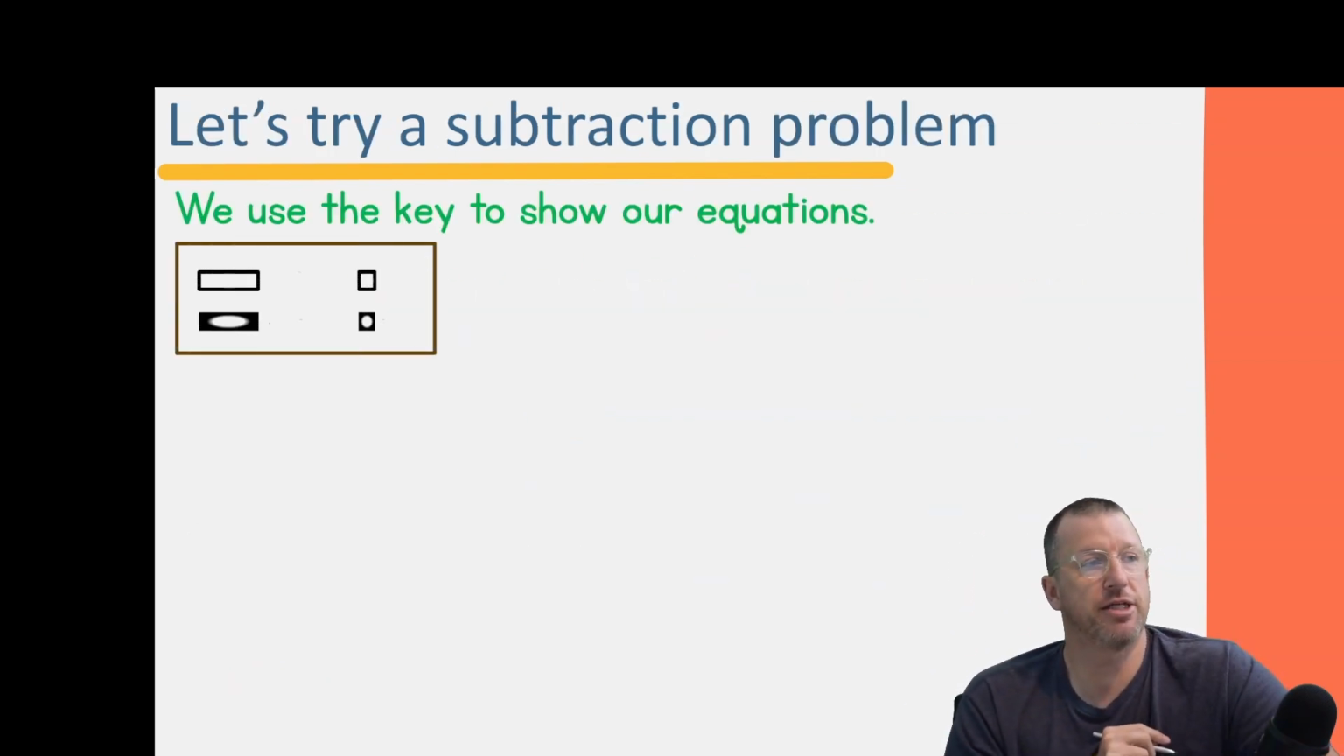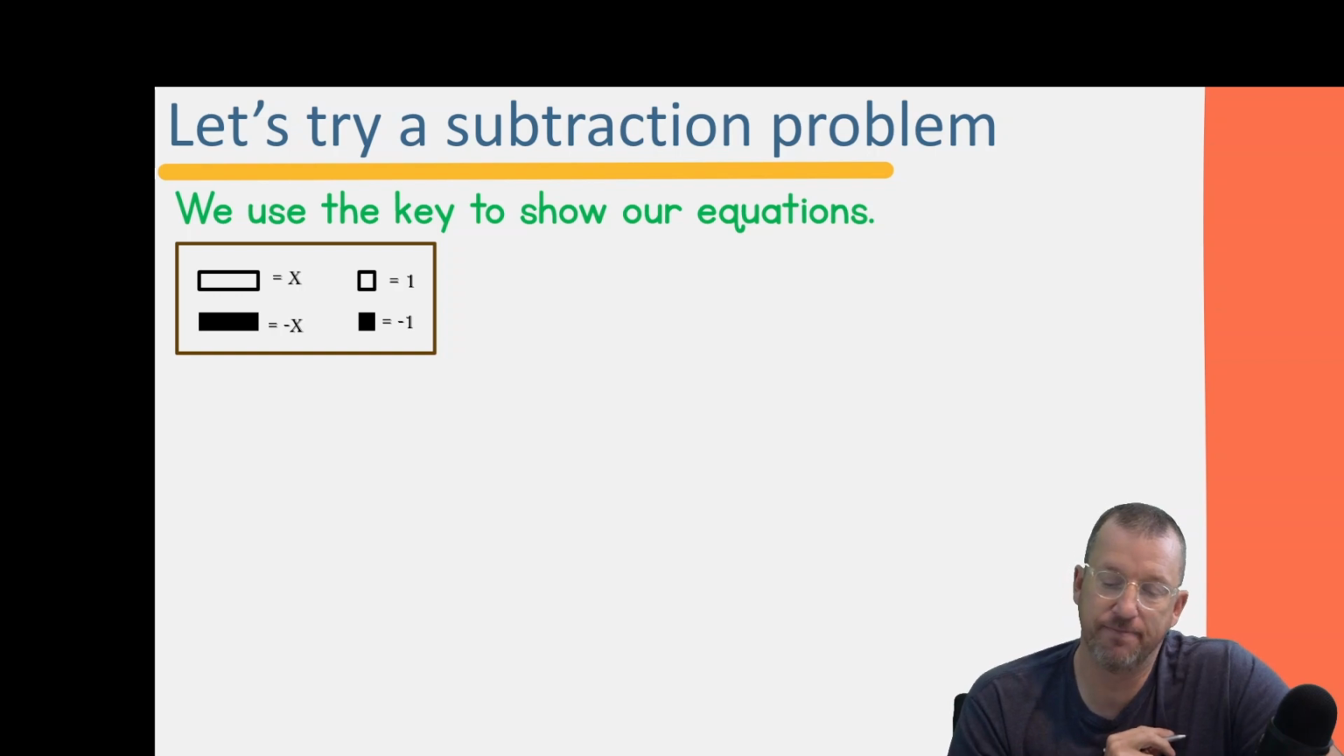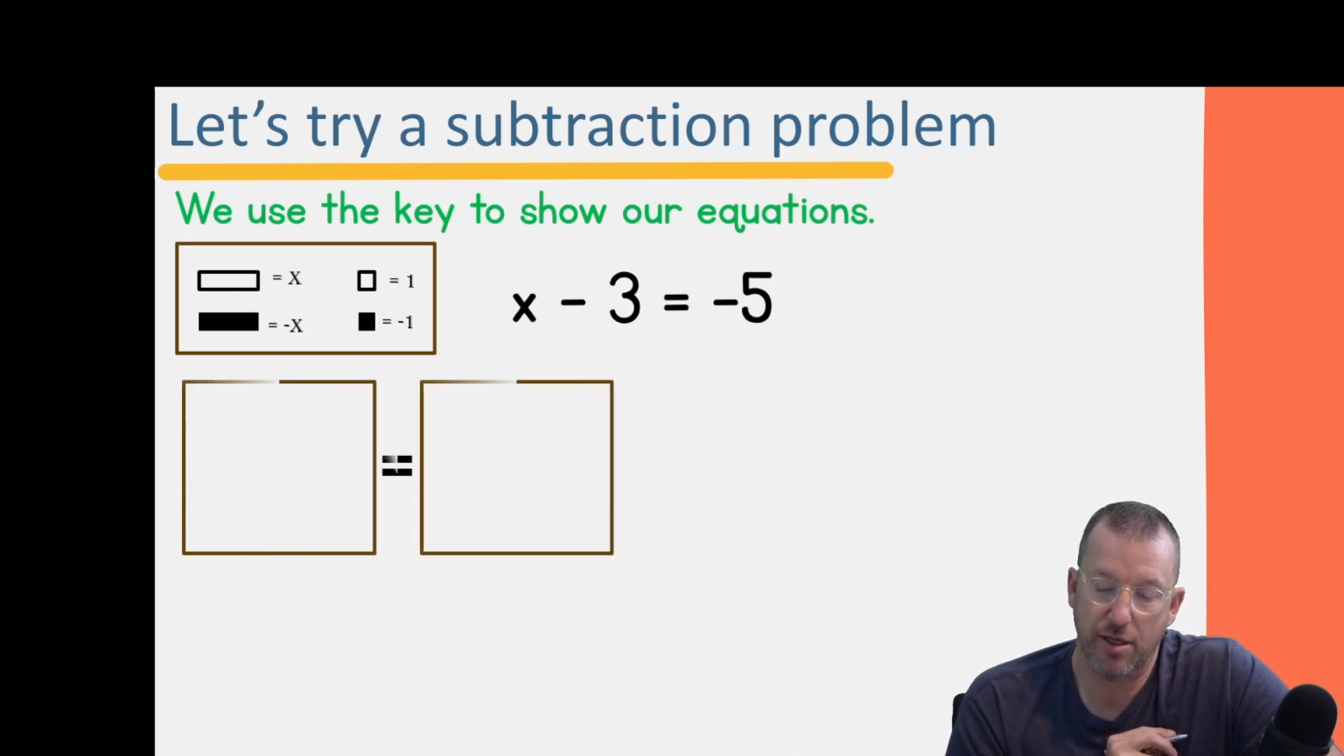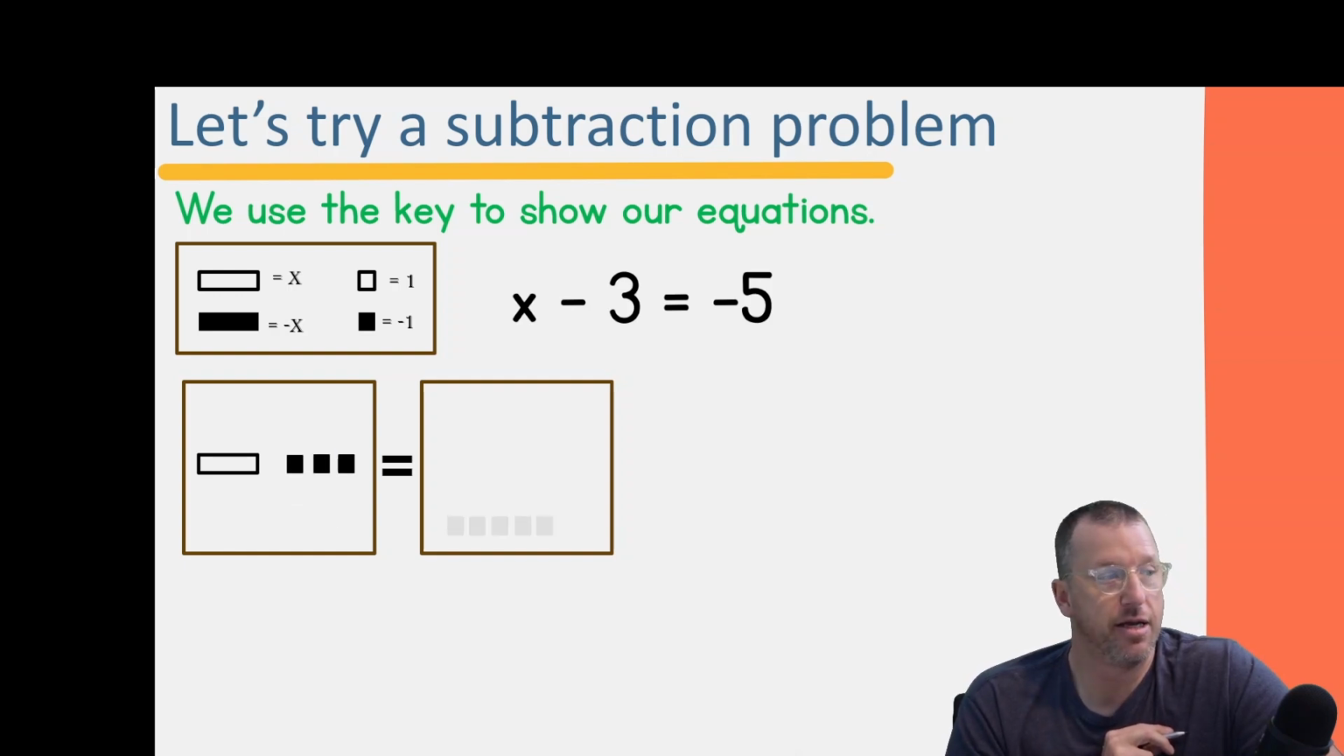Now let's look at a subtraction problem. We do the same thing. We look at the key to show our equations. We have x minus 3 equals -5. All right, so let's show it. We put our positive x up. This time we have -3, so we put -3 in there. And on the other side, it still shows -5.